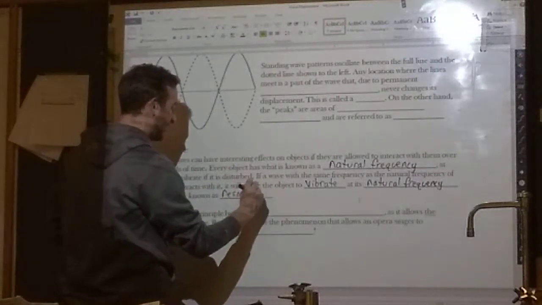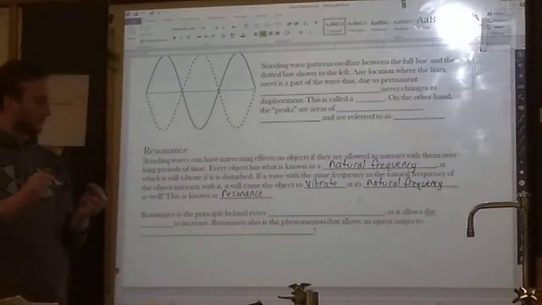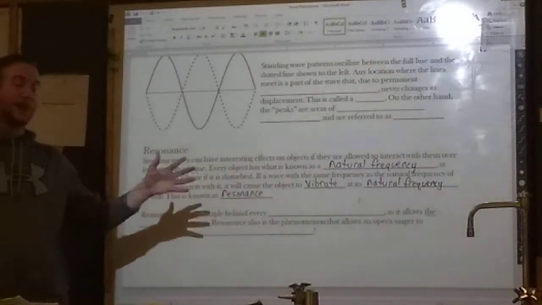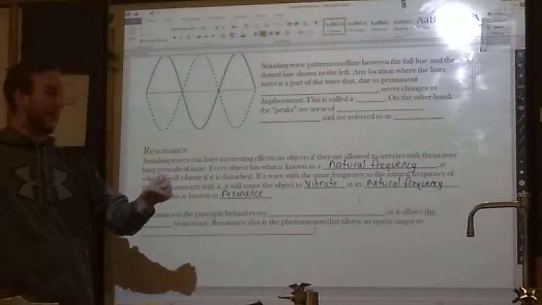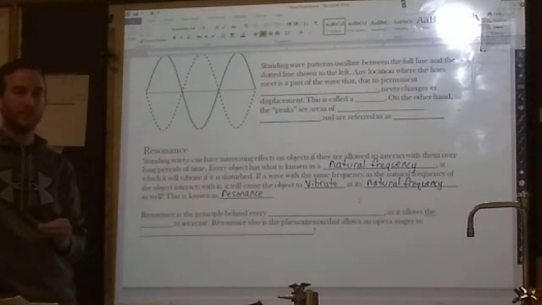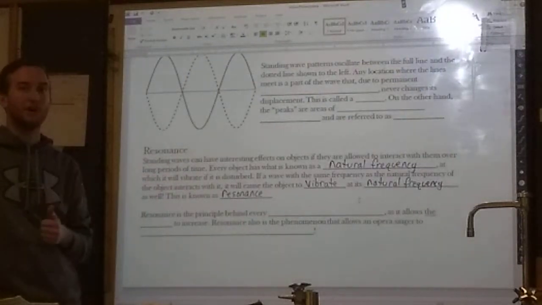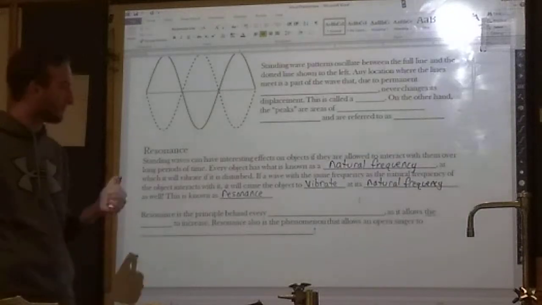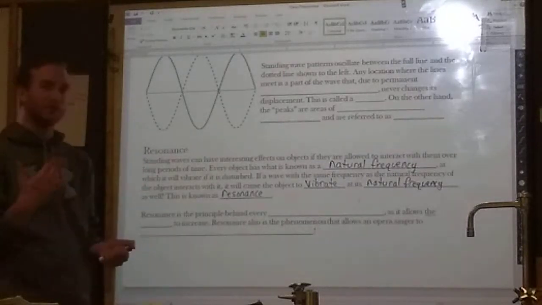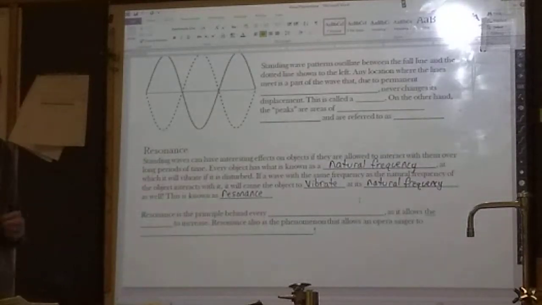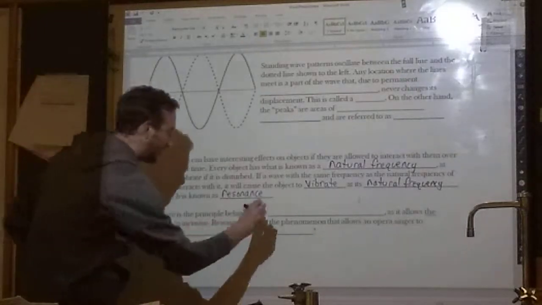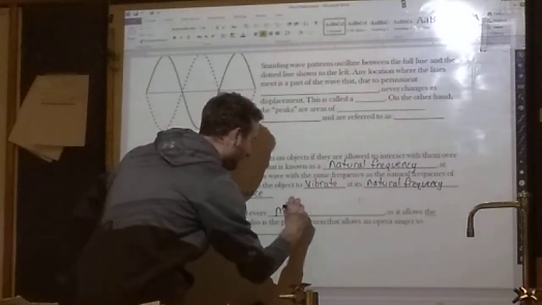When you get a sound wave, or any wave, interacting with an object that has the same natural frequency, it'll cause that object to start vibrating, even if that object wasn't hit by anything. It's hit by nothing but the wave, and it starts vibrating. That is known as resonance. And resonance is the principle behind every single musical instrument.